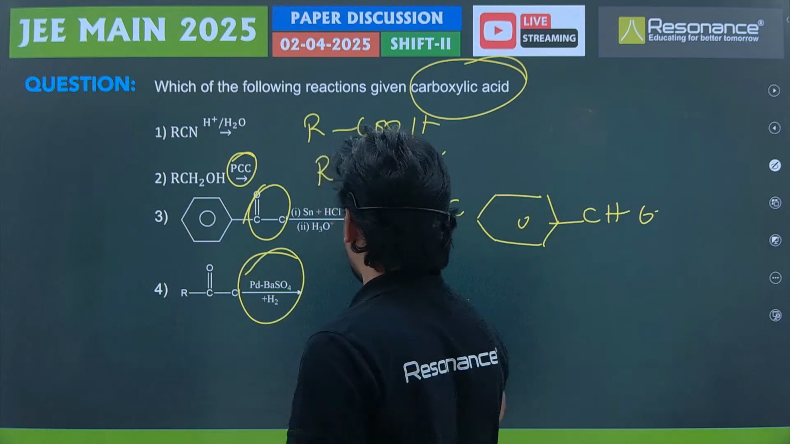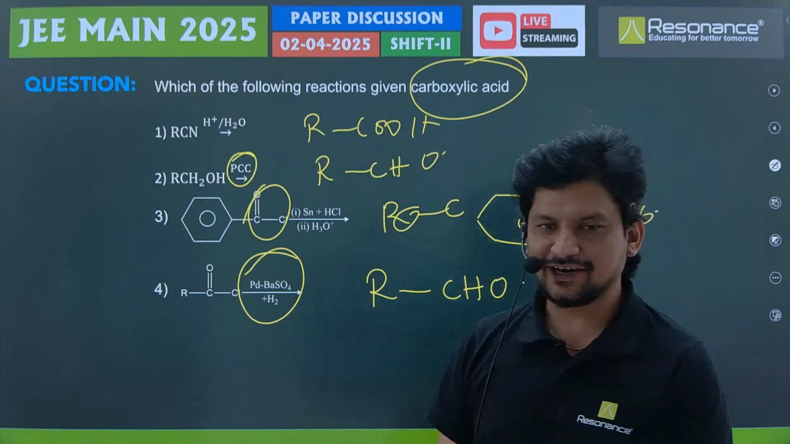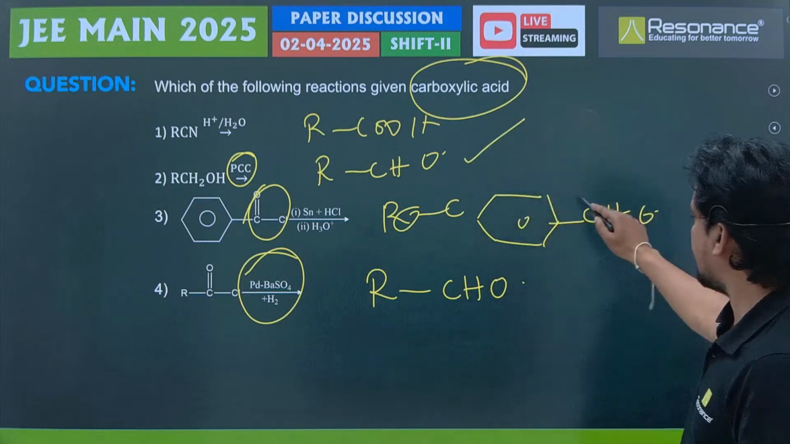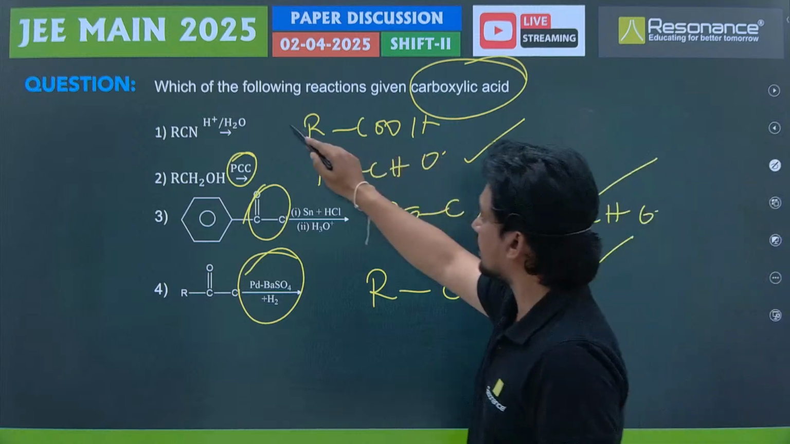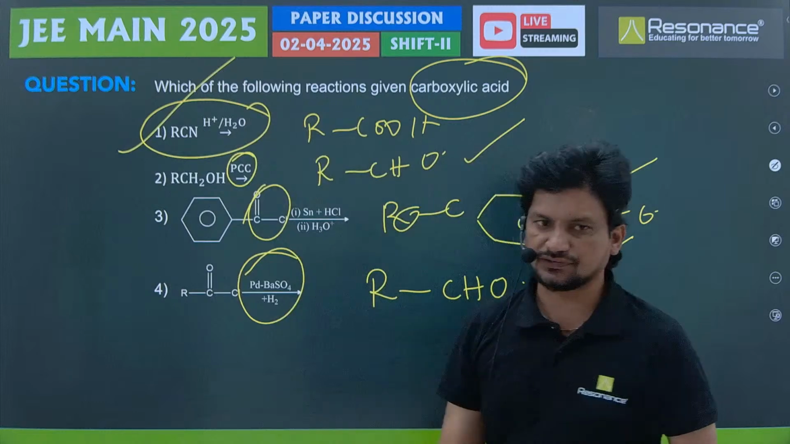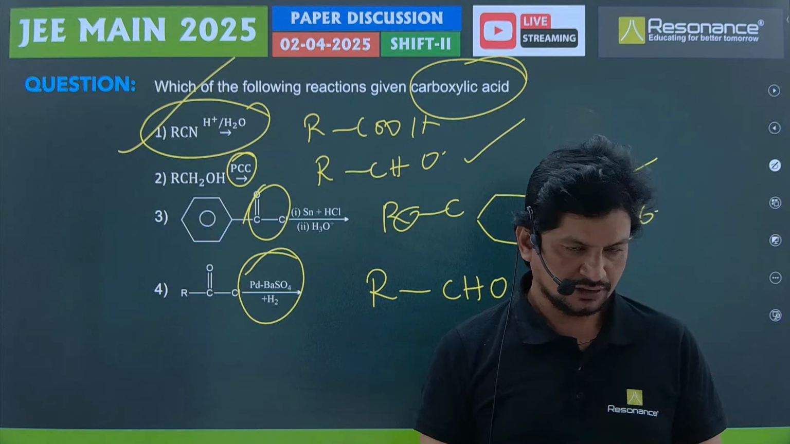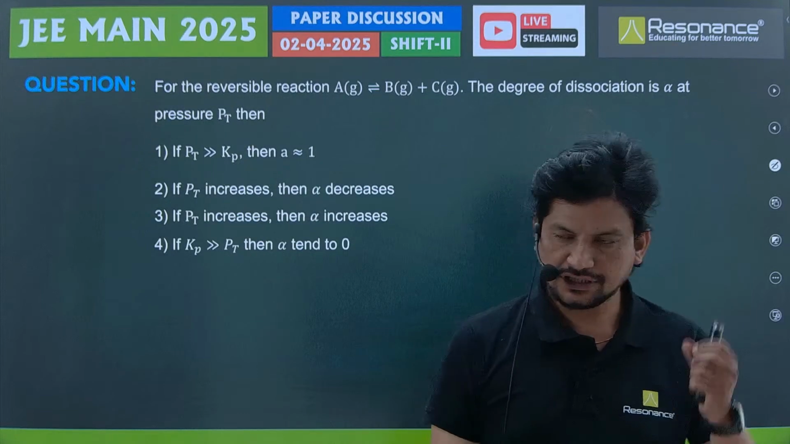Okay. Here also, what do you get? Rosenmund reduction. Here also aldehyde. So in this case we get aldehyde, but in the first case we get the carboxylic acid. Then the answer is the first one. So it is a very easy question from organic chemistry that they asked.